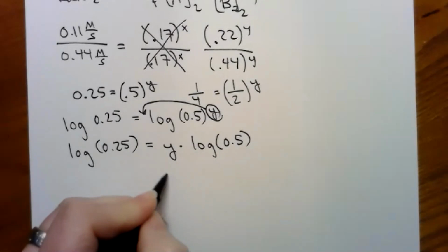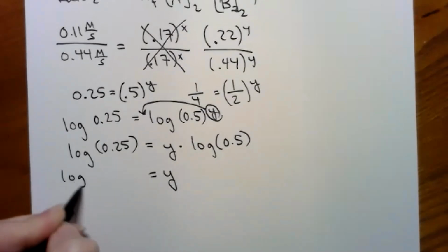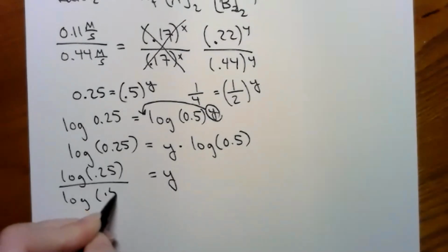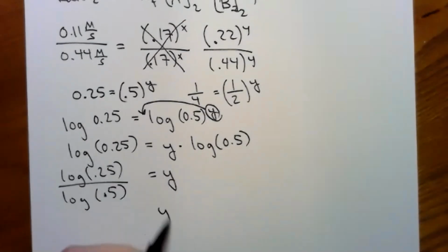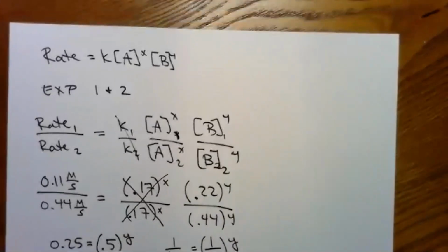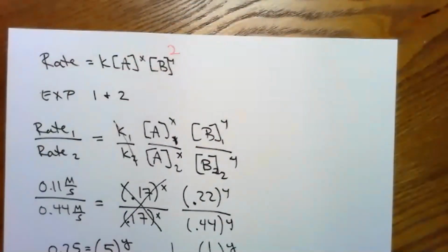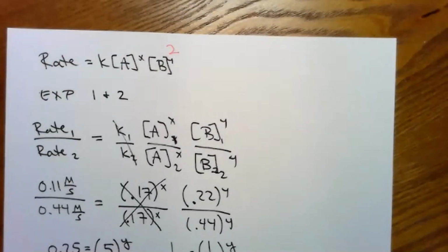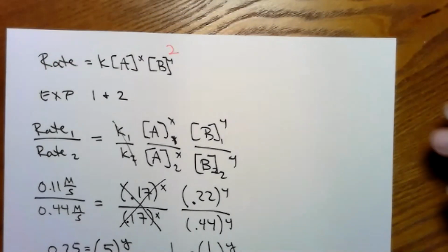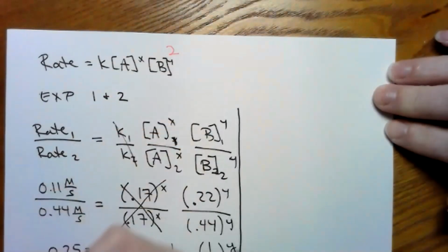Almost there. So Y equals log 0.25 divided by log 0.5. Do that actual math and you get Y equals 2. So I can go all the way back up here and know that Y equals 2. My reaction is second order in B. So I'm going to need to do that again to solve for x.